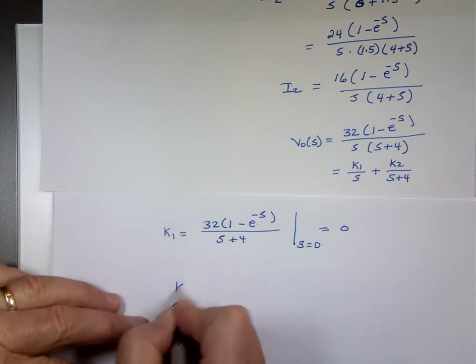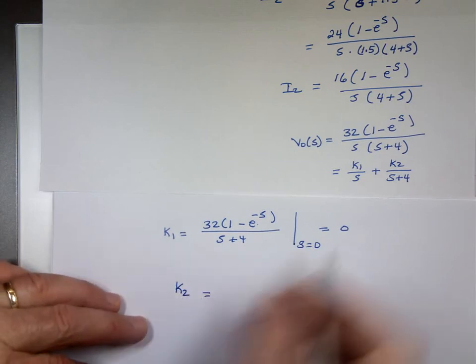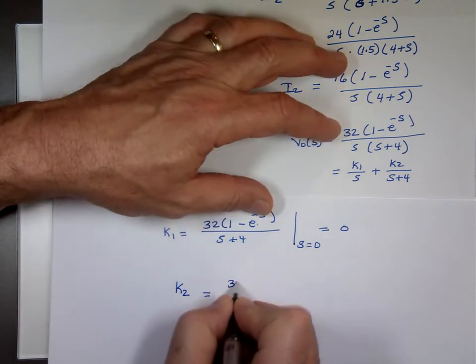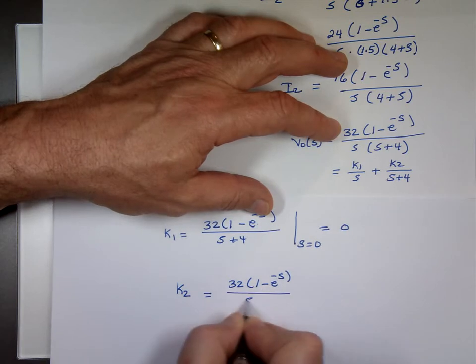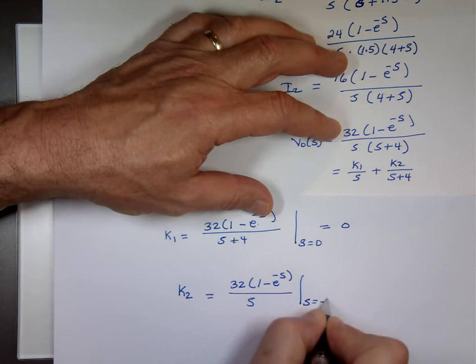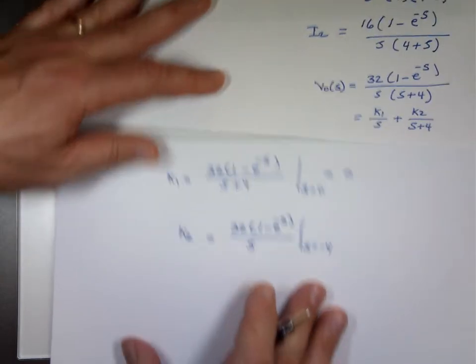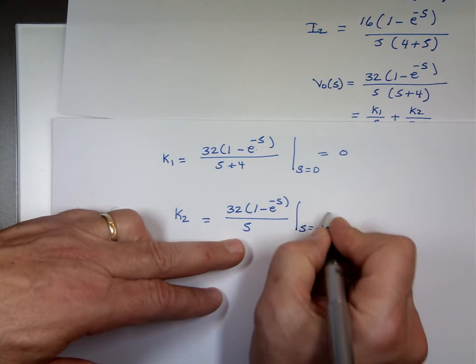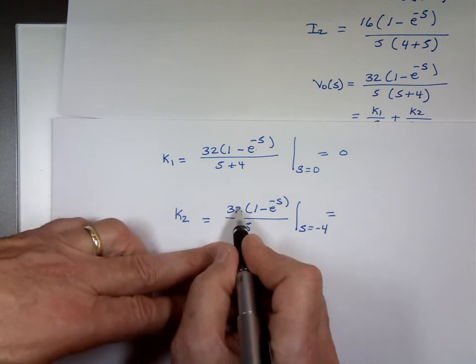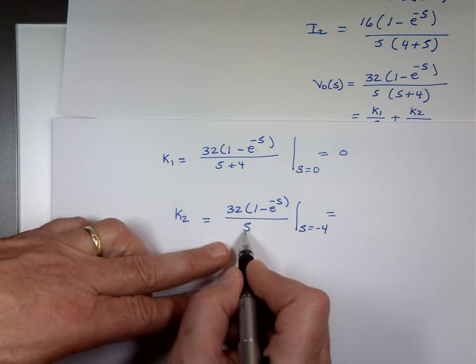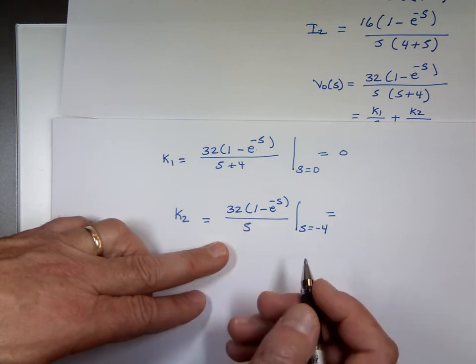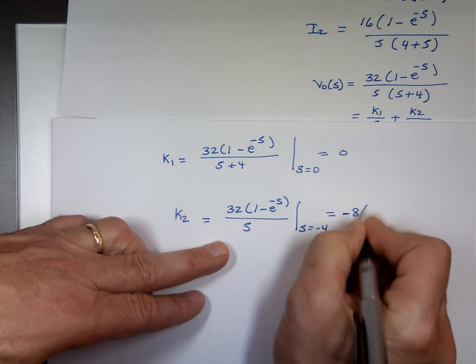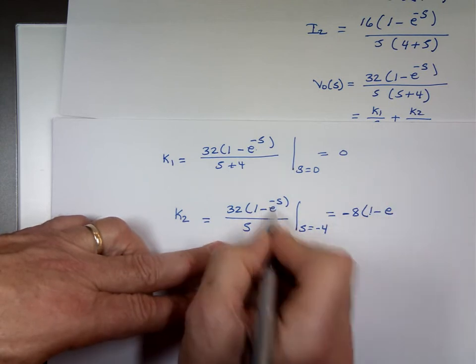K2, s plus 4: 32, 1 minus e to the negative s over s when s equals negative 4. So put in negative 4. What's 32 divided by negative 4? Is this you doing partial fraction? Yeah, well, that's a shortcut. What's 32 over negative 4? Is that 8? Yeah. E to the what? 4. 4.